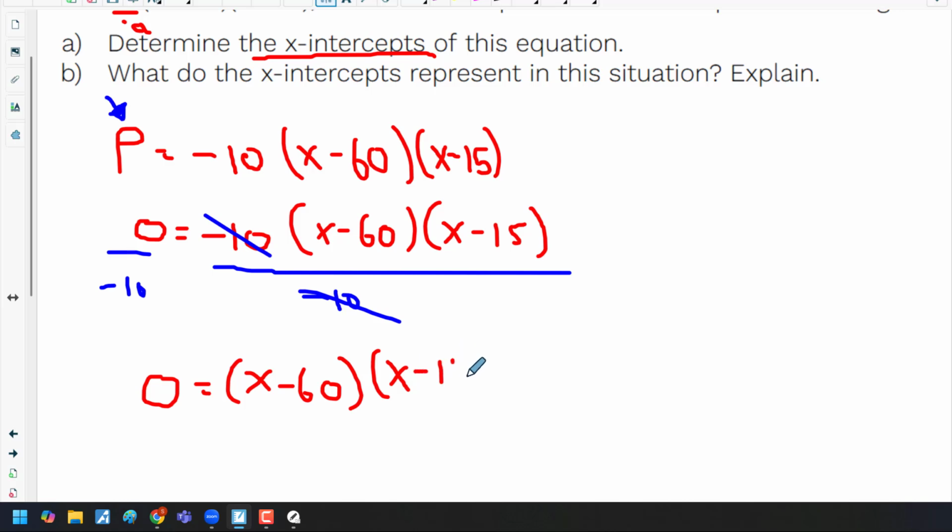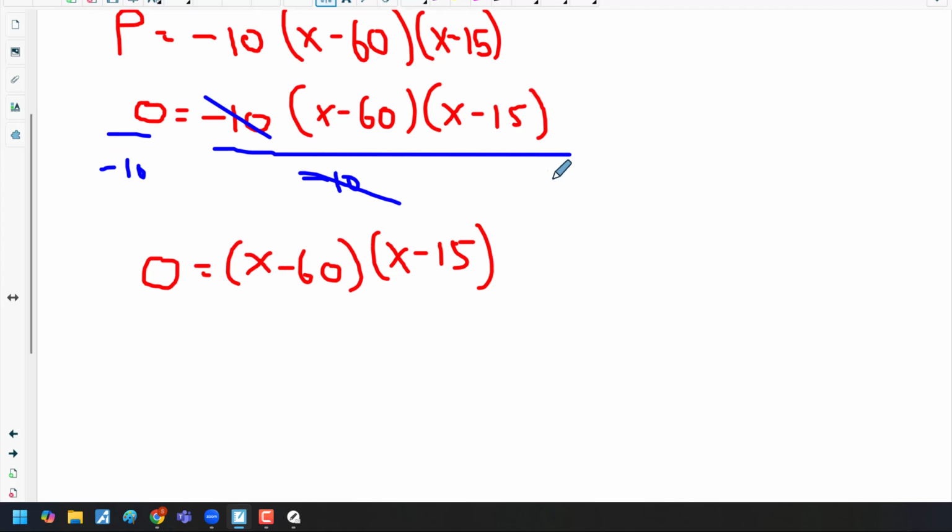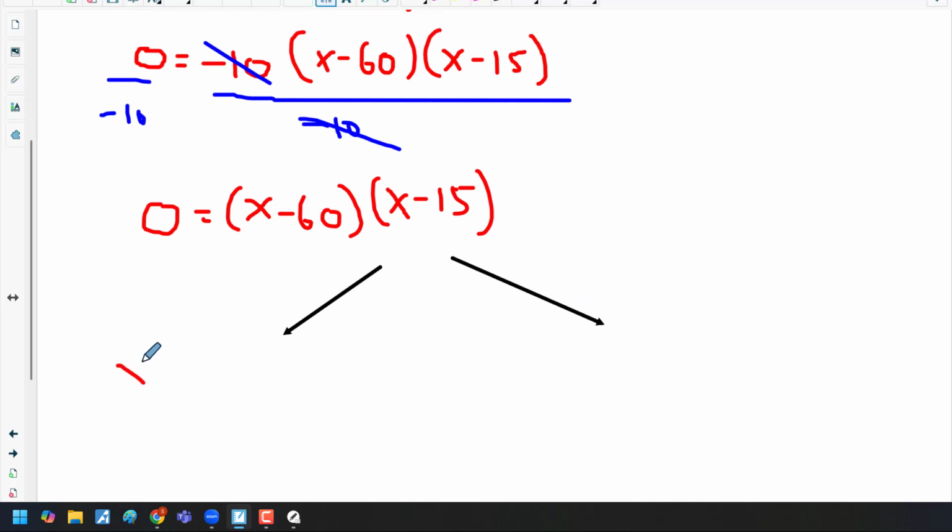Really interested in are these brackets here. When you have an equation that's set up like this, where you have 0 is equal to, and then 2 brackets multiplying each other, you're allowed to split this into 2 separate equations. And those 2 equations are just going to be the first bracket by itself equal to 0, and the second bracket by itself equal to 0. That's it. This is how easy it is to solve this.